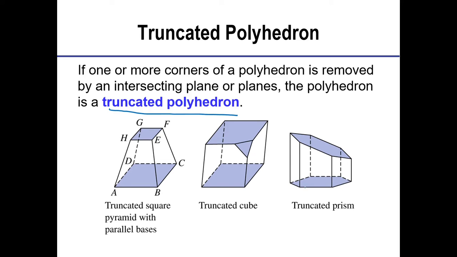This was a truncated 1, 2, 3, 4, 5, 6, so it's a hexagon. And we slice the top off of it at a straight plane. So this is a truncated prism, a truncated hexagonal prism.